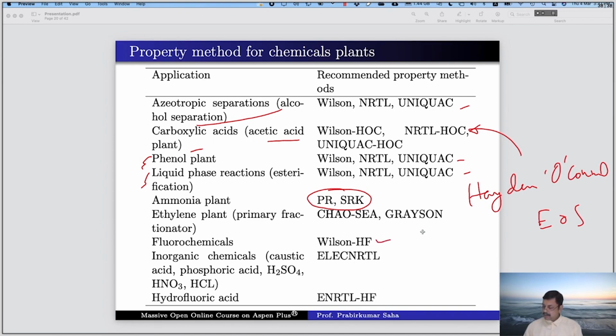Ethylene plant primary fractionator, again, you can use Chao-Seader and Grayson. For inorganic chemicals like caustic soda, phosphoric acid, sulfuric acid, HNO3, HCl, you can use ELEC NRTL. And for hydrofluoric acid, you can use the ENRTL HF package.